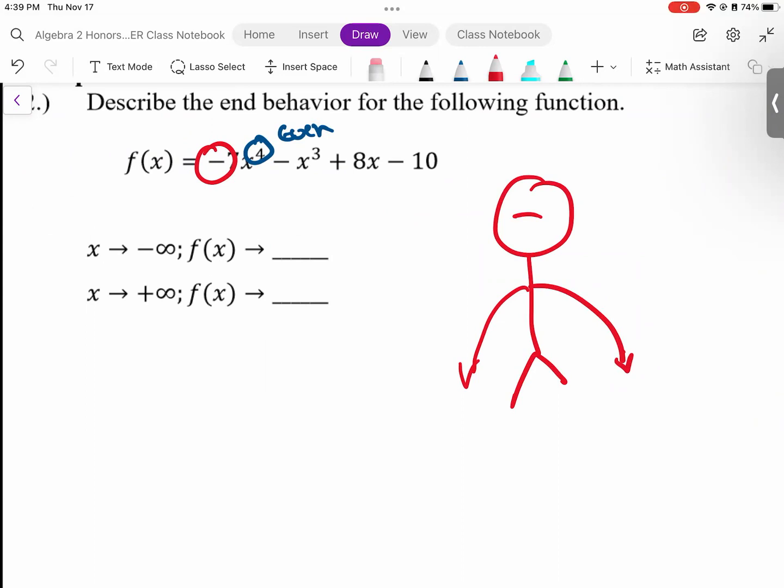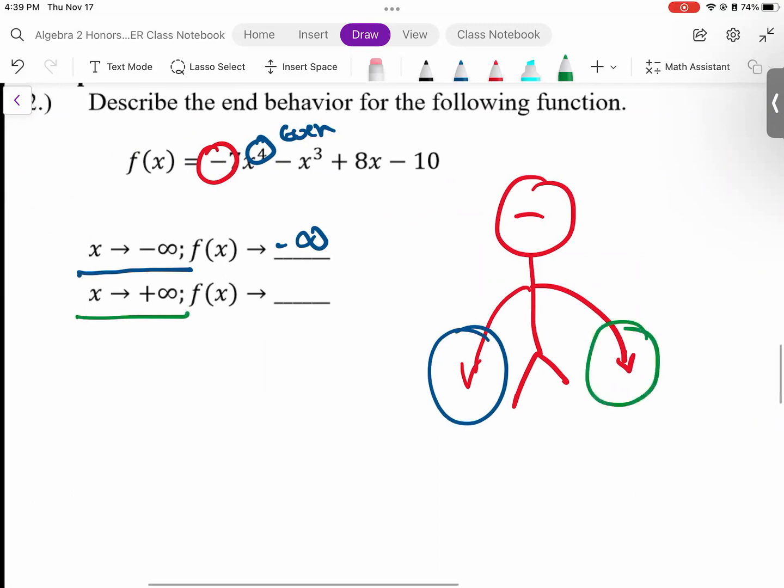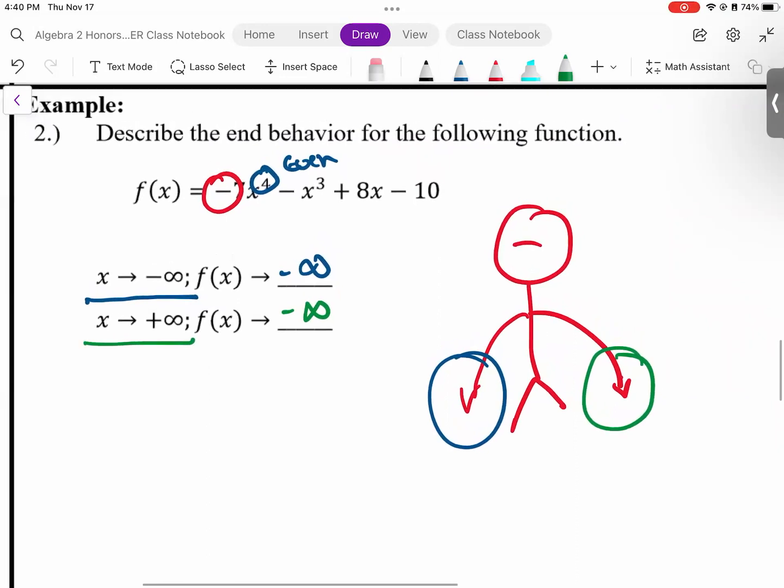So as x approaches negative infinity, y is going down, which means it's going to approach negative infinity. And as x approaches positive infinity, y from the right side is also going down, which means it's also going to approach negative infinity. So hopefully you got that correctly, but that is how you're going to be determining the end behavior of any polynomial.